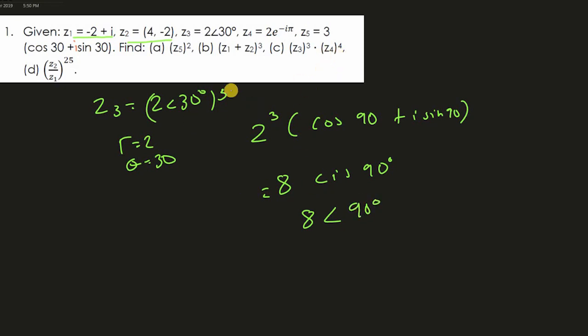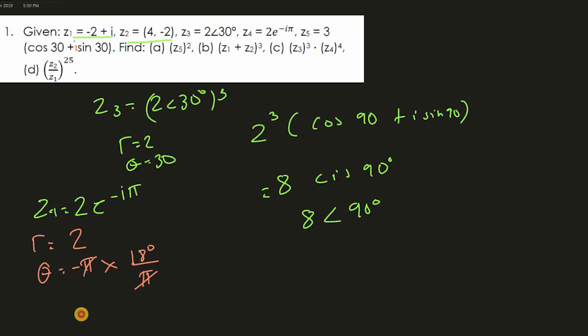Next, Z sub 4. Okay, so for our Z sub 4, that's 2, nasa exponential form siya. Z sub 4 is equals to 2e negative i pi. So, we solve for the value of R. The value of our R here is 2. Pero yung value naman ng ating theta is negative pi. Kailangan natin siyang i-convert into degrees para same sila dito. So, converting that into degrees, that will be 180 over pi, cancel pi. The value of our theta is negative 180 degrees.